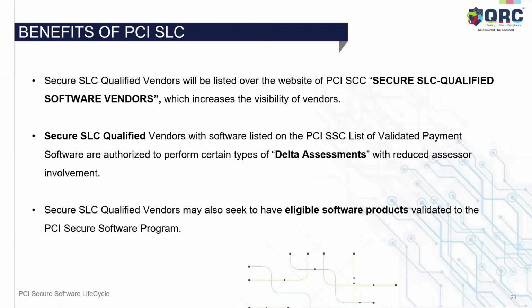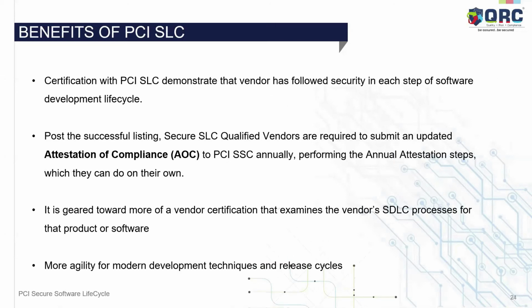Second, after the vendor is qualified as an SLC qualified vendor, they can also seek the eligibility of software under the PCI SSS program. So if a vendor is qualified as an SLC qualified vendor, that vendor can have eligibility for secure software products under the SSS program. Also, compliance to this standard demonstrates that the vendor has followed security in each step of the software development lifecycle procedures. We discussed the 7 phases of the application development. So certification to this standard demonstrates that the vendor has followed security throughout each step of the development.